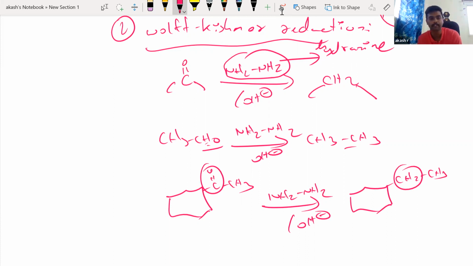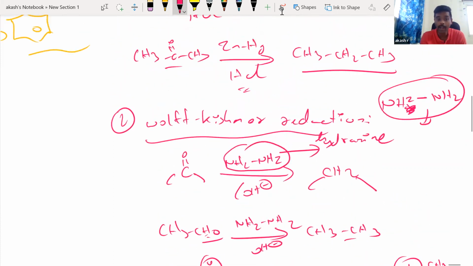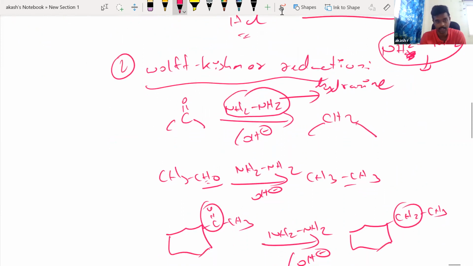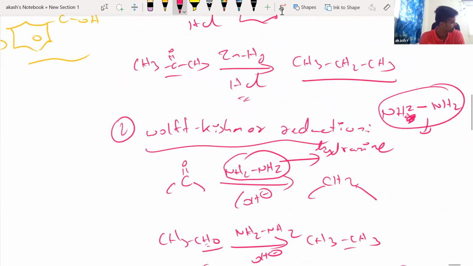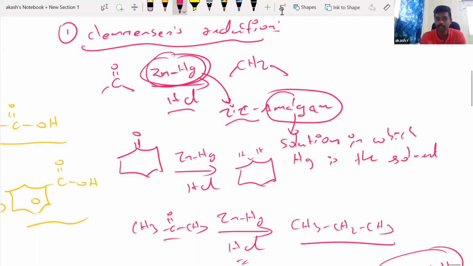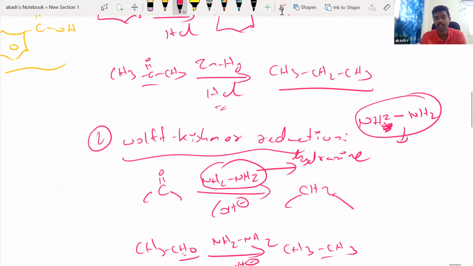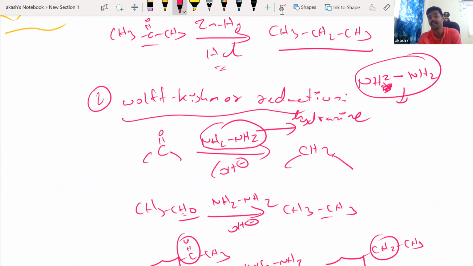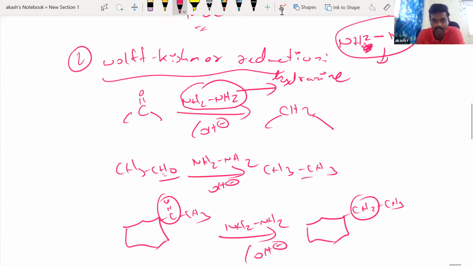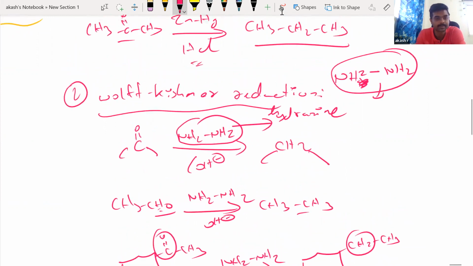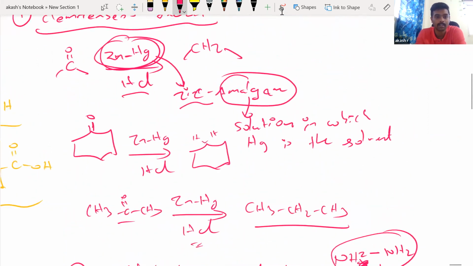So this is what we have for reduction to hydrocarbons, two reactions. One is Clemmensen reduction, where we use zinc amalgam in the presence of HCl as the reducing agent. The second is Wolff-Kishner reduction, where we use NH2NH2, that is hydrazine, in the presence of a base as the reducing agent. The product is the same. So that is about reduction.